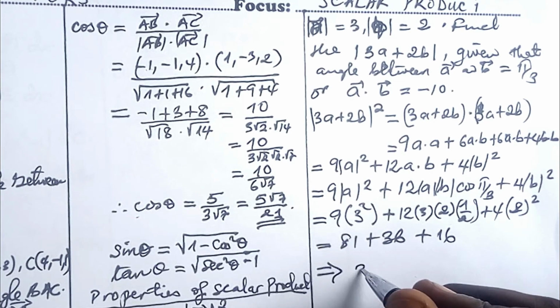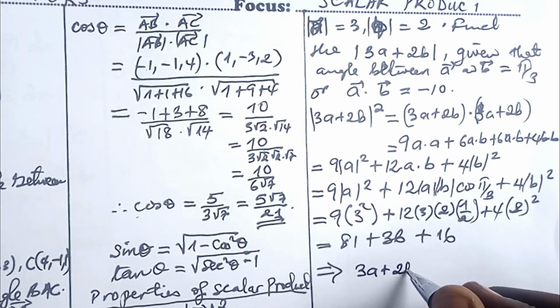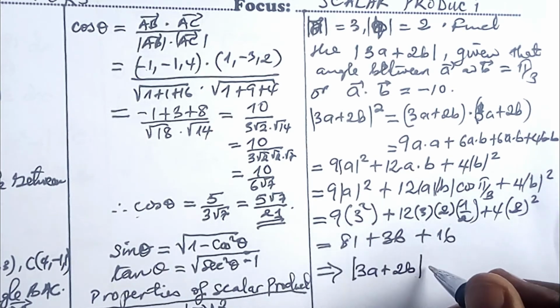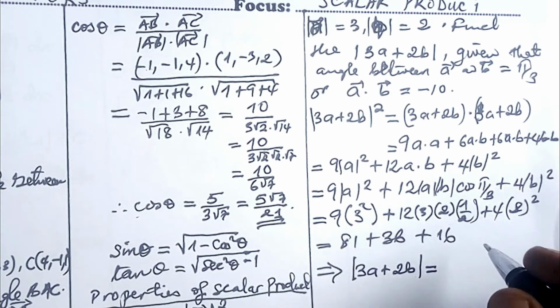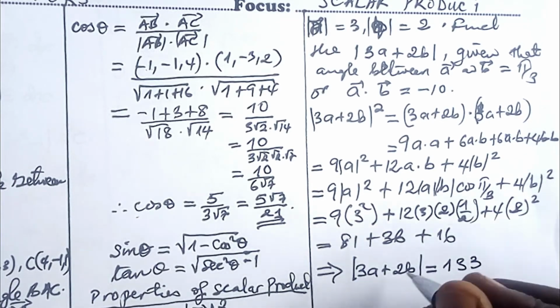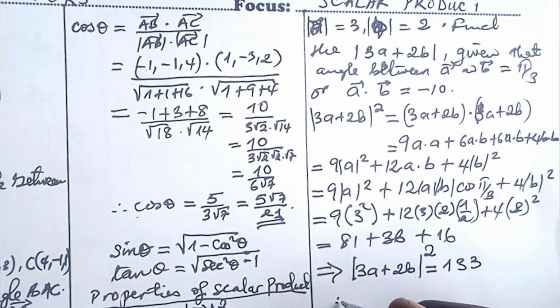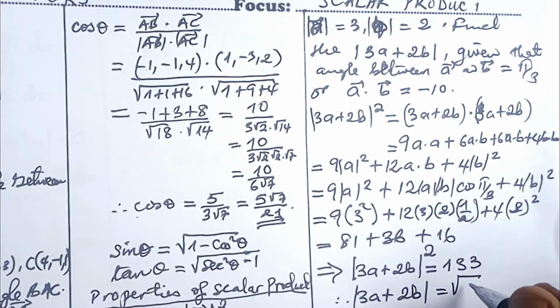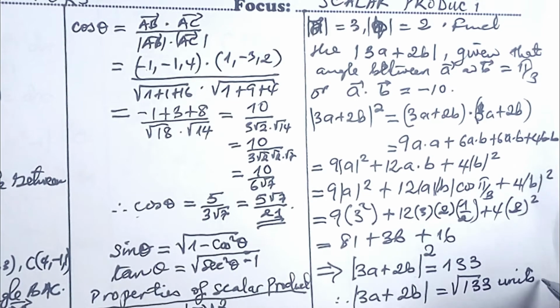And so we have that the magnitude of 3a plus 2b squared should be equal to 133. That is the square of that. So the magnitude of 3a plus 2b should then be the square root of 133 units. That magnitude is the length of the vector, so it has arbitrary units.